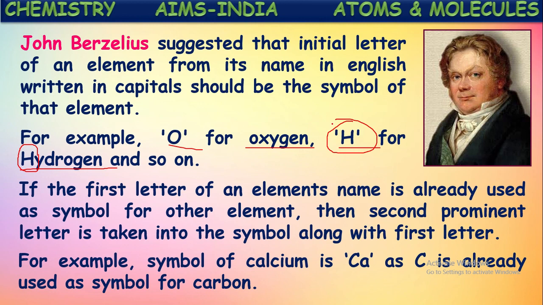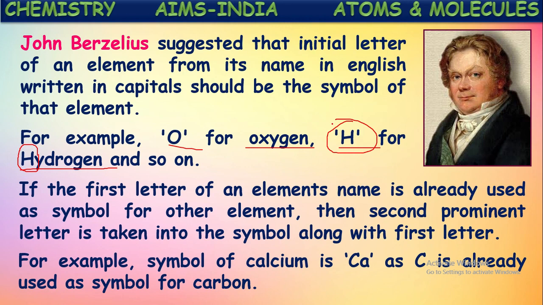In that way, some other elements which start with C have taken a symbol with two letters, one with the starting letter and the second one being the second prominent letter. I'm not saying exactly the second letter in the name, but the second prominent letter. For example, if you see magnesium, the starting letter is M, but M is the starting letter for so many elements. So to avoid confusion, along with the starting letter M, the second prominent letter G is taken from its name. So here, not the second letter A, but the second prominent letter G is taken into its symbol.